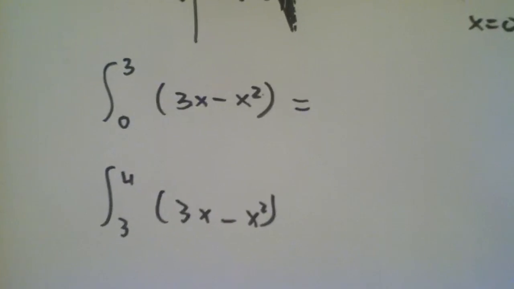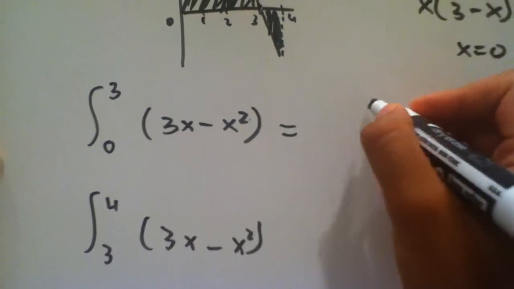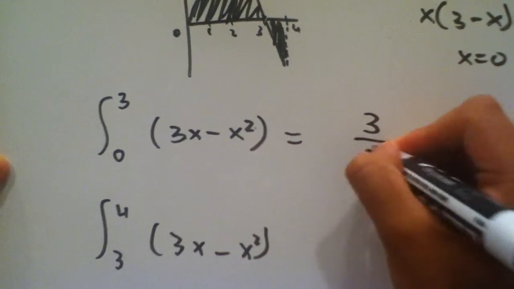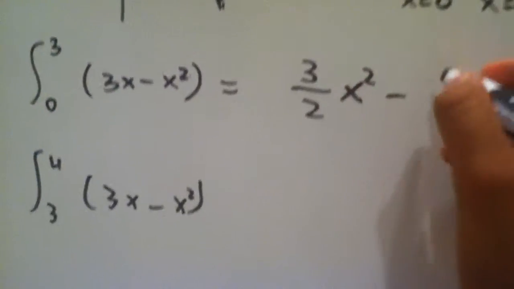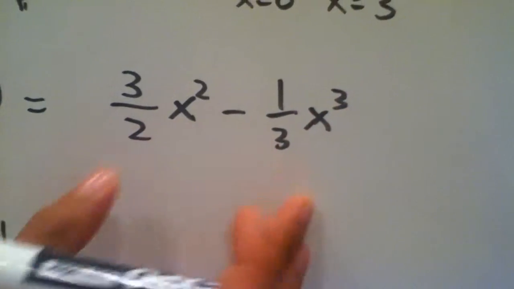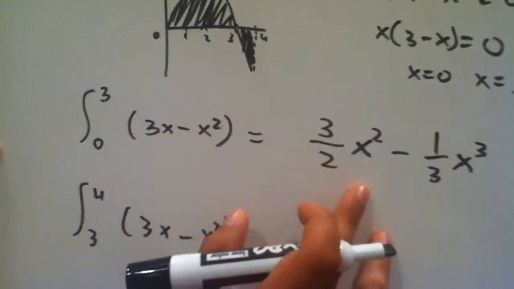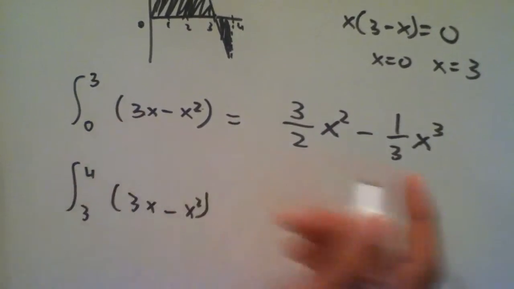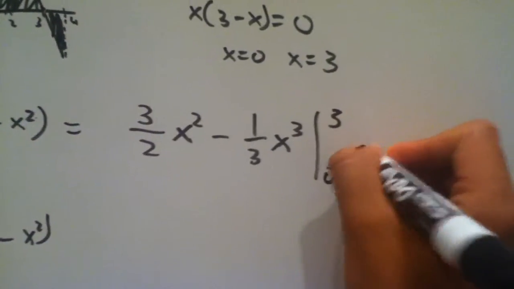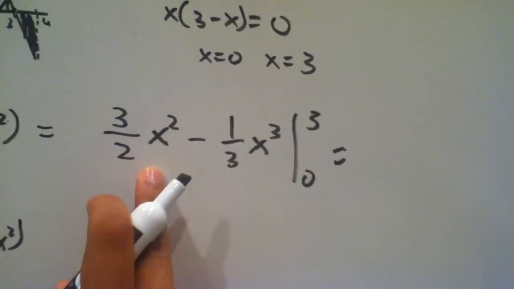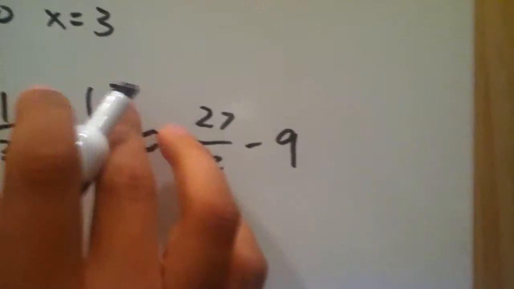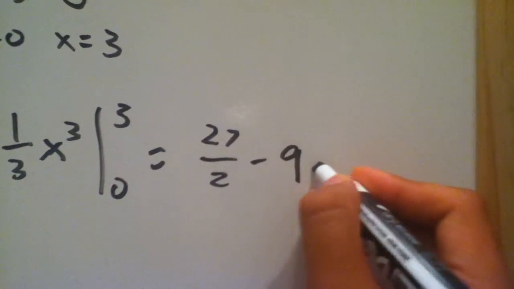So the integral of this is 3 over 2 x squared minus 1/3 x cubed. These are just the antiderivatives, and you can see if you differentiate 1/3 x cubed, you'll get x squared, and same here, you'll get 3x. And that from 0 to 3. If you plug this in here, you get 27 over 2 minus 9, and that equals 4 1/2.